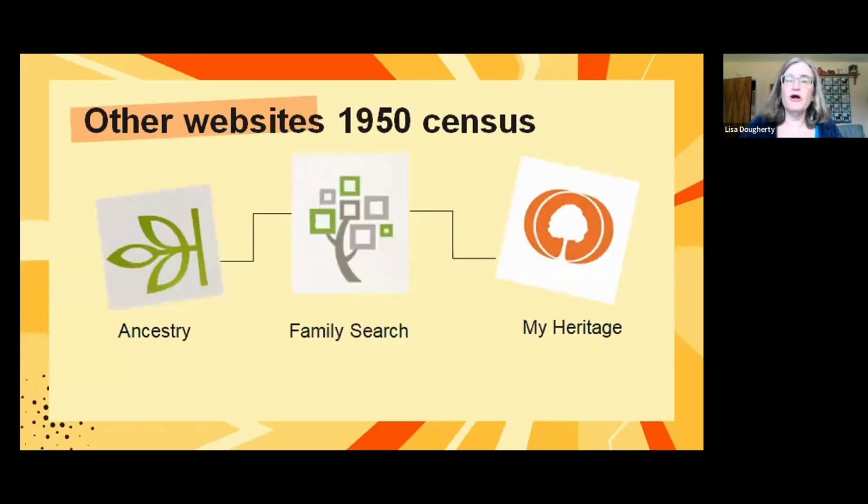So of course, there are other websites that have the 1950 census. It's not just the NARA site, there are others. And the big three would be the commercial websites, Ancestry, Family Search, and MyHeritage. Now, two of these, Ancestry and MyHeritage, require subscriptions for use. And Family Search is, of course, free. MyHeritage is offering the 1950 census for free on its website. So you do not have to be a member of MyHeritage to search the 1950 census on MyHeritage.